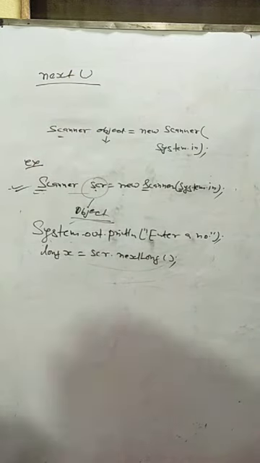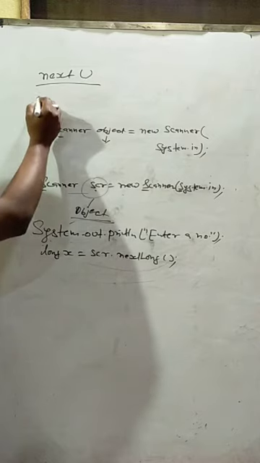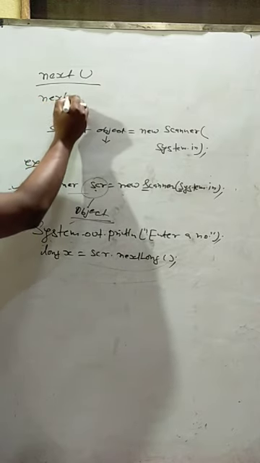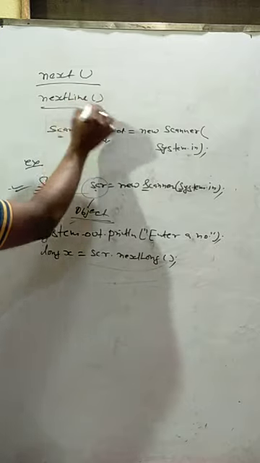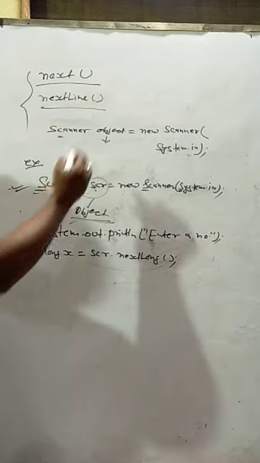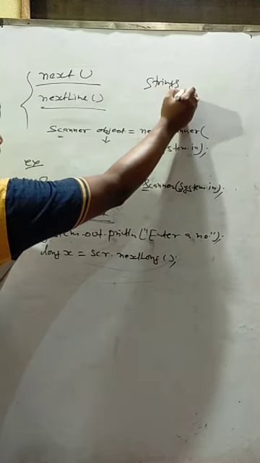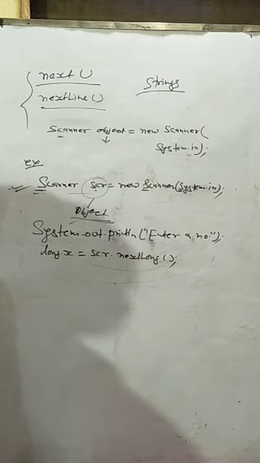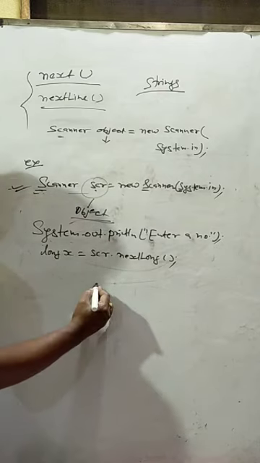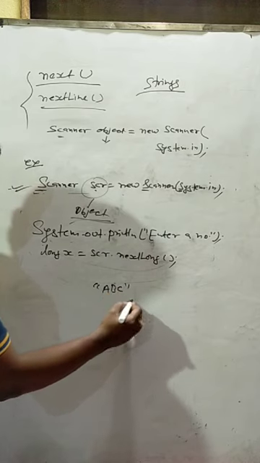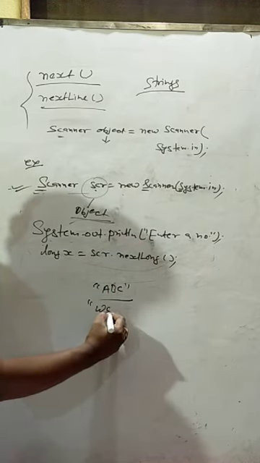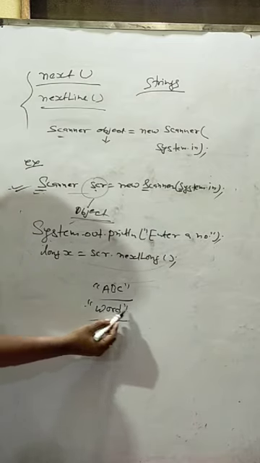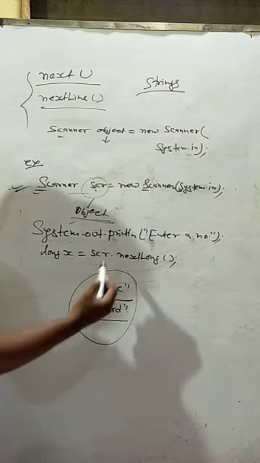Now, the next method is only next, and after next we have used the nextLine function. So these two methods are used to input strings. Strings means a group of characters. The definition of a string is one or more than one character enclosed within double quotes, like this. Suppose "ABC". These are a group of characters or any word enclosed within double quotes. So these are called strings.